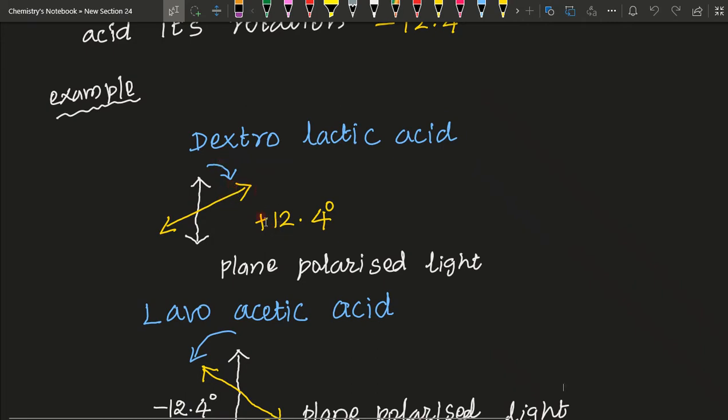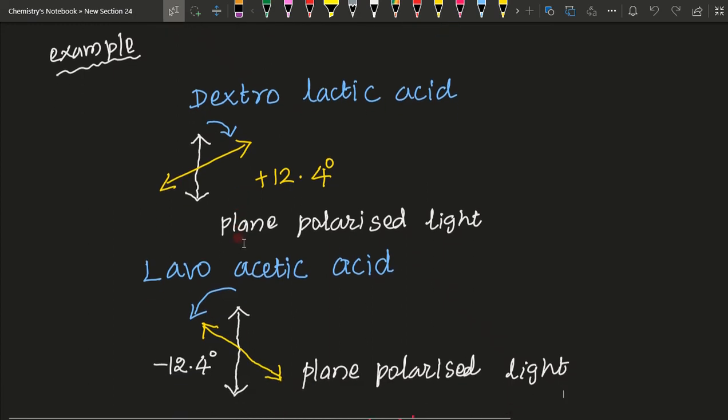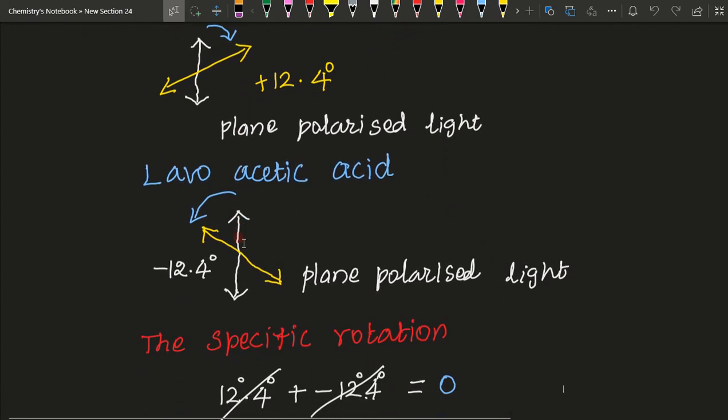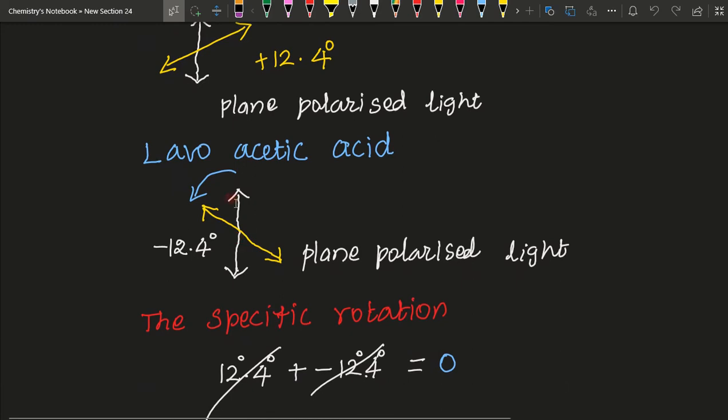This is the right side, meaning a clockwise rotation, dextro lactic acid, plus 12.4 degree. This line is plane polarized light. This is denoted rotation. Just like that, the levo lactic acid is going anti-clockwise, so we give minus 12.4 degree. This rotation is minus 12.4 degree for plane polarized light.